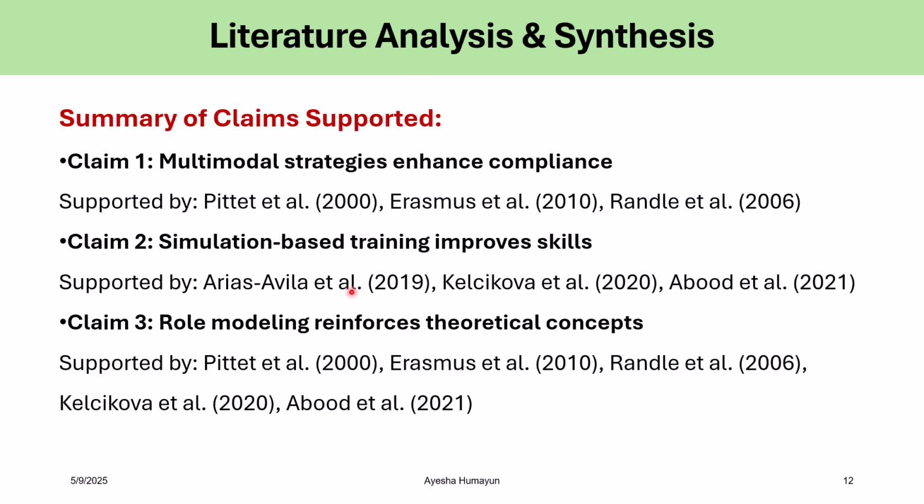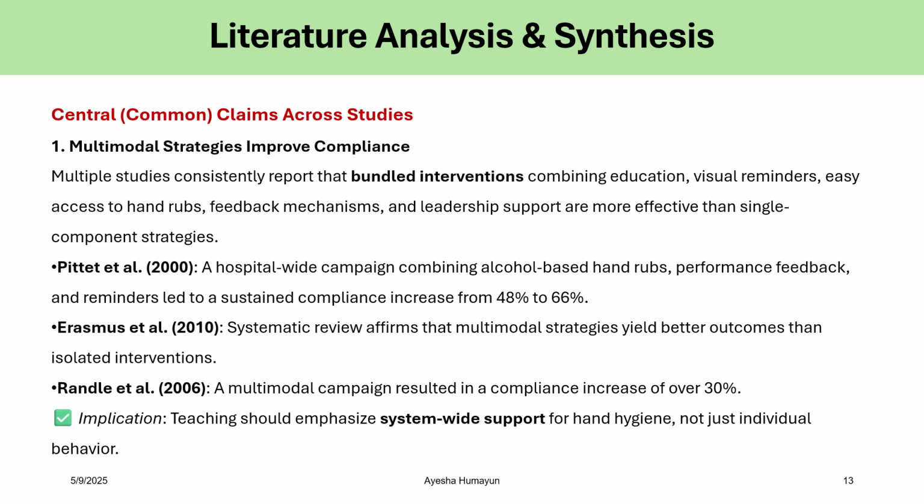Now coming to literature synthesis or summarizing the claims, you can see claim 1 with all the studies supporting the claim, and claim 2 supporting studies, then claim 3 supporting studies. So in this way, we actually do the homework for literature review writing. So before writing the literature review, this is the homework that we are going to complete, and then we are going to start the write-up.